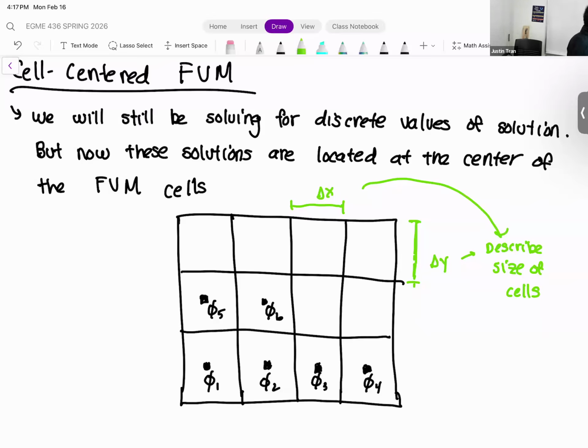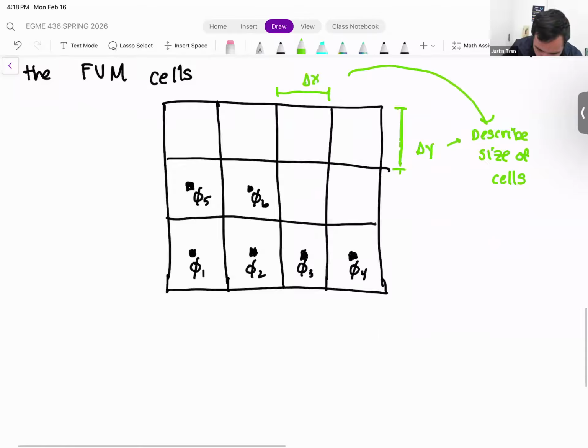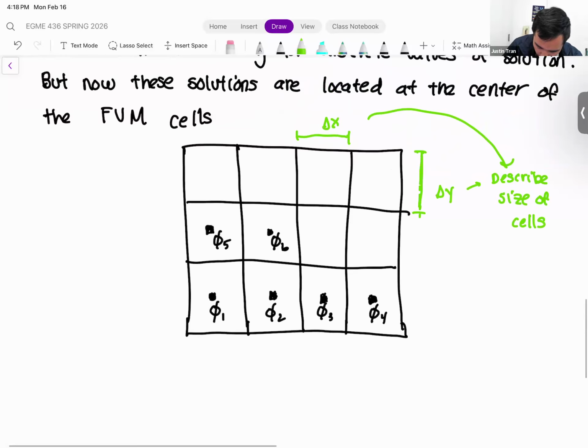One other subtle thing you'll see is that because our solution values are at the cell centers, that shifts their physical location as well. If you look at the x and y locations of phi1, for instance, phi1 is not located at the grid points, but we still think of the mesh in terms of the size of the cells. So the location for phi1 here would be delta x divided by 2 in the x direction, and delta y divided by 2 in the y direction. The physical locations change a little bit. So if you're computing quantities that depend on x or y in your governing equation, just know that you need to have that offset there.